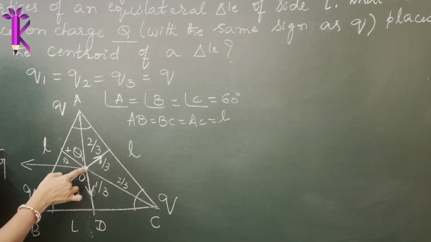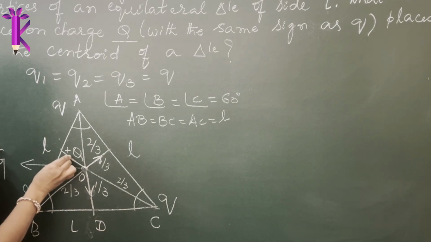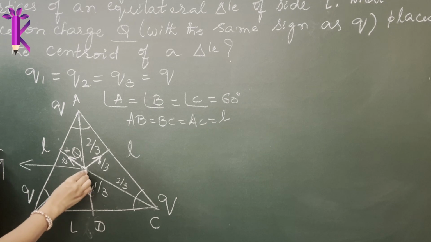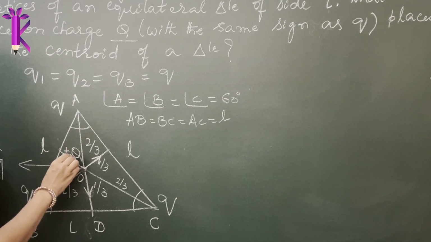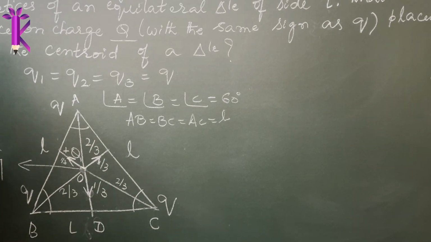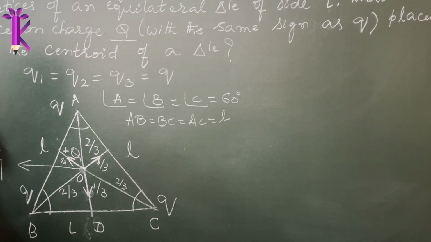It will also experience a repulsive force due to B, so therefore it will act in this direction, right? So it will start moving in all these directions. Now, to be very honest, you don't need to calculate anything, but in your textbook it's been calculated, so I'll calculate for you. But otherwise I'll just solve it conceptually.